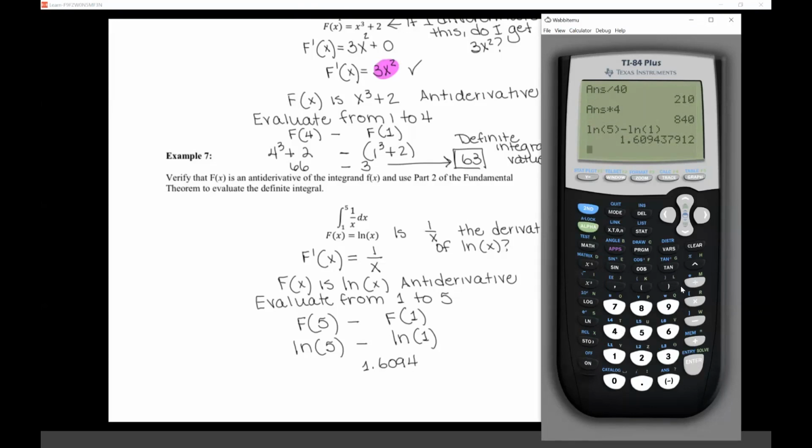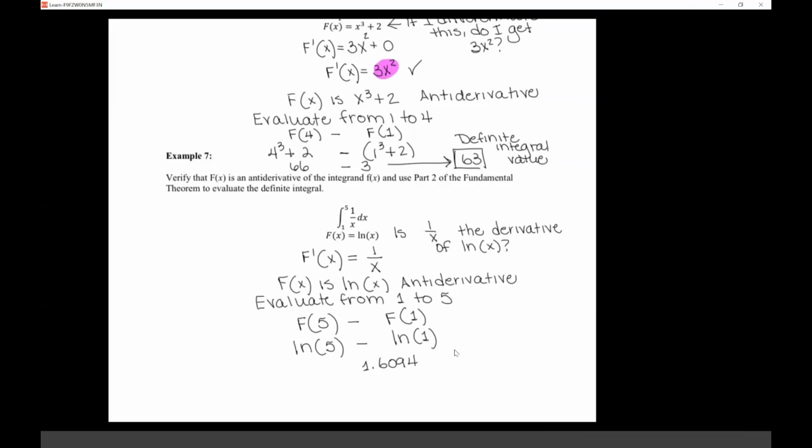So that's how you do it on your calculator. ln is just giving you a value. It's saying, what do I have to raise e to get 5? What do I have to raise e to get 1? You can evaluate them all at once on your calculator. You don't need to break it up. This is an exact answer with the ln in it, and this is an approximate answer because I chopped off some decimals. So everybody okay with these?